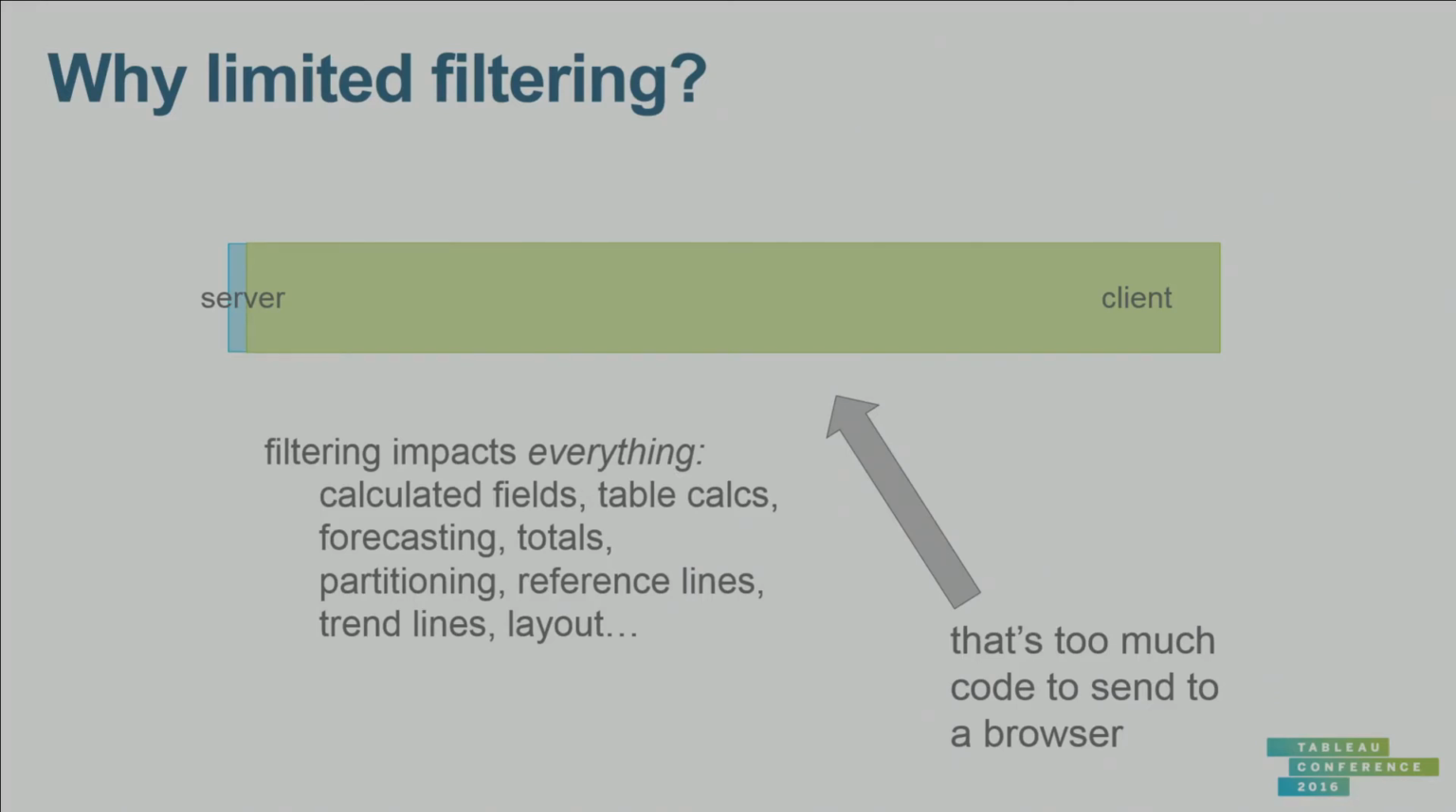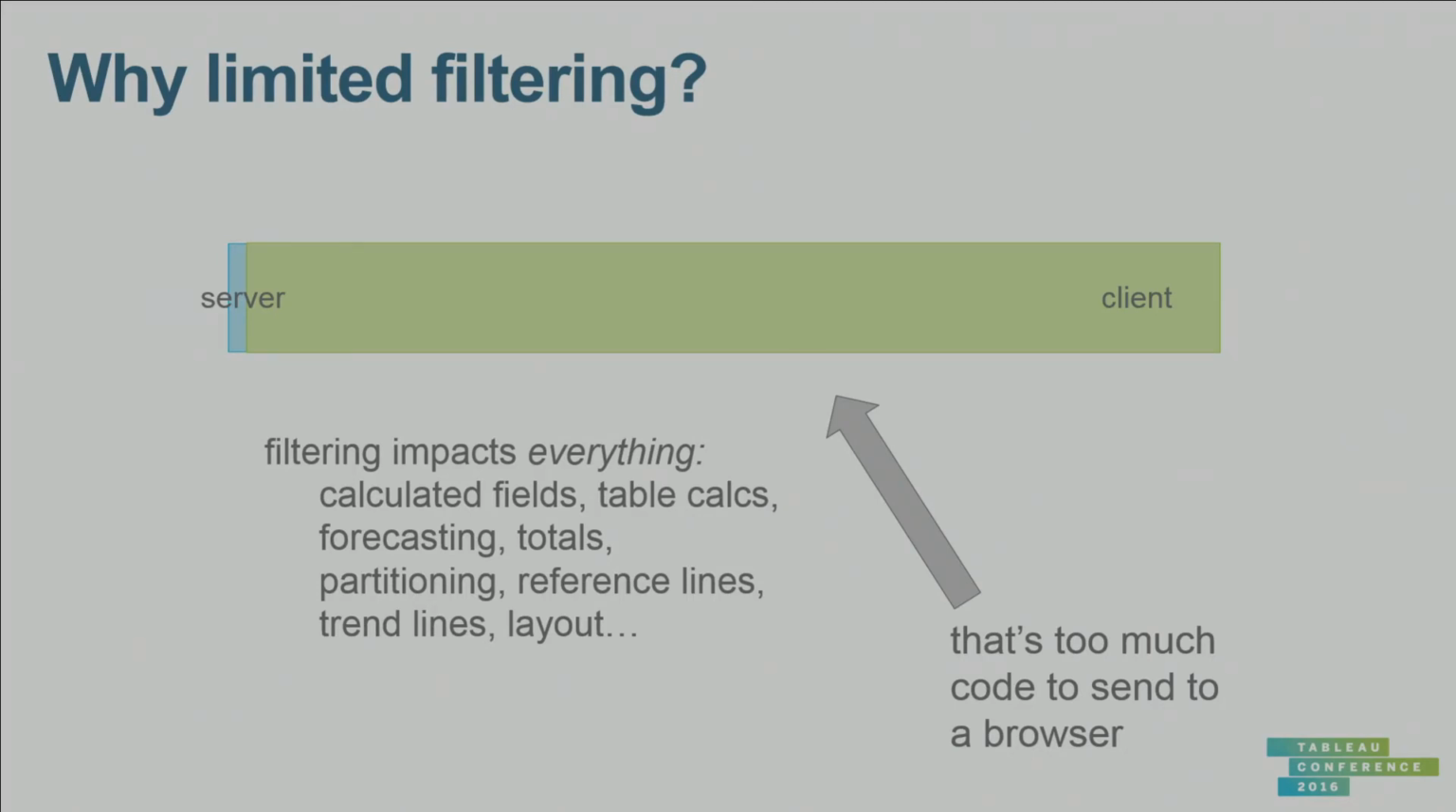So how do we make it so that the browser can filter in more cases than it currently can? This actually explains some of our limitations in when we can do interactive filtering. If a filter impacts the query, if it impacts a table calc, if it impacts totals, we can't do that in the browser with our current approach.